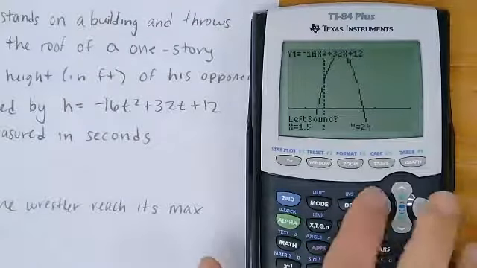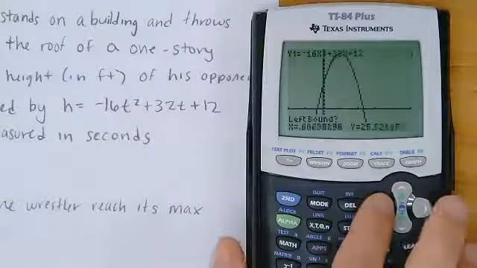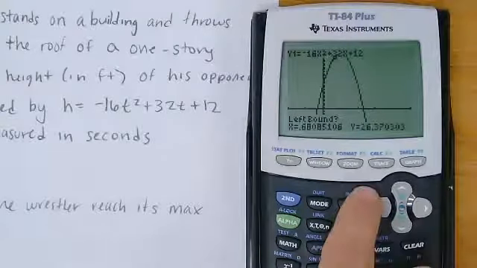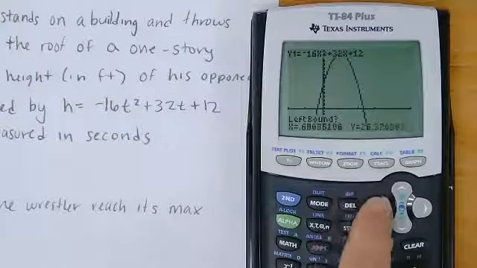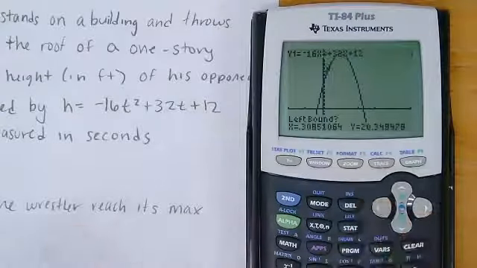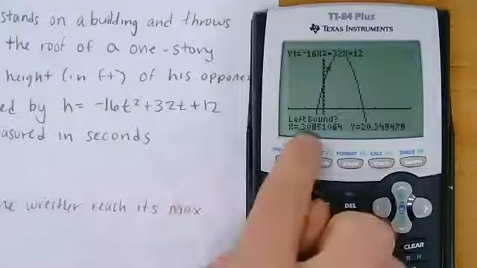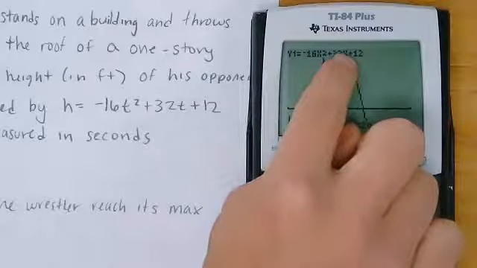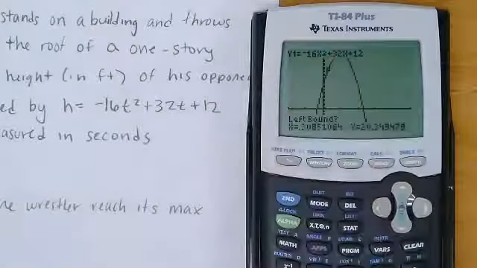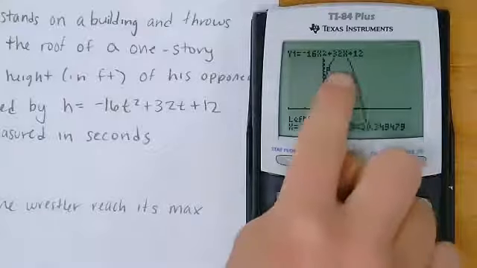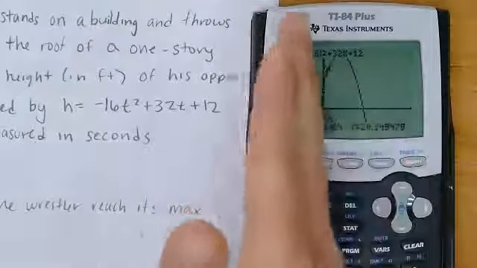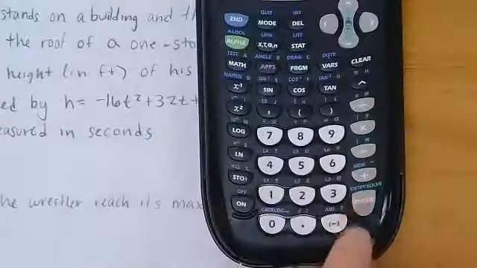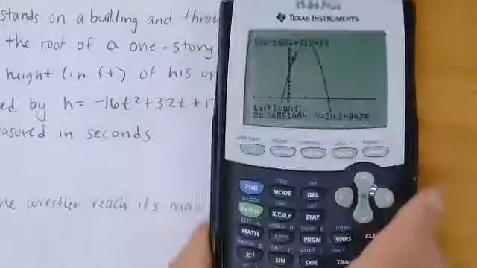Now notice how this little, I call it a turtle guy, shows up. Do you see it? And you see how you can push the right button and the left button to move it around? All right. So this right here tells you to do left bound, which means it wants you to be to the left side of this max, which is kind of being covered up now. And so you can see that my turtle is on the left side of the maximum. So I'm going to press enter.